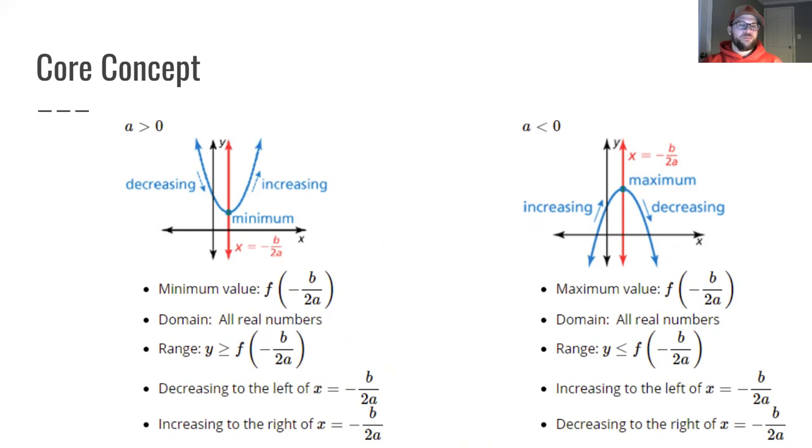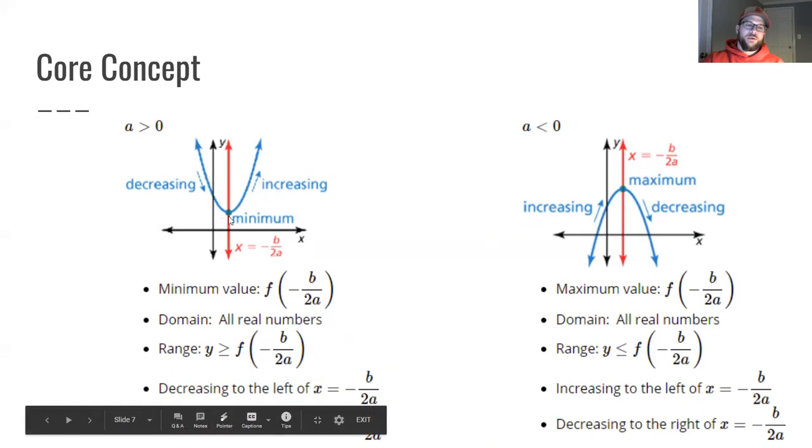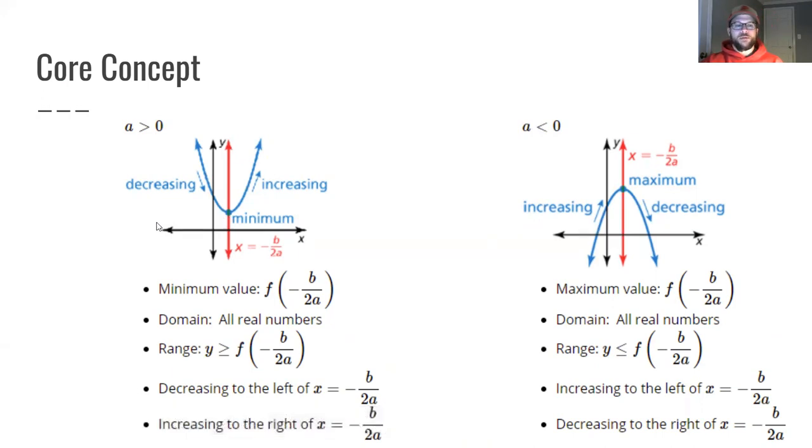So if your a is positive, which means it opens up, it's decreasing on the left side and then increasing on the right. Or if you flip it, like this one, your a is a negative number, it's increasing on the left and then decreasing on the right. So if your parabola is pointing up, your vertex is a minimum. Your domain is going to be all real numbers because the graph can go forever to infinity on the left, forever to infinity on the right. And then your range is all values above your minimum value.